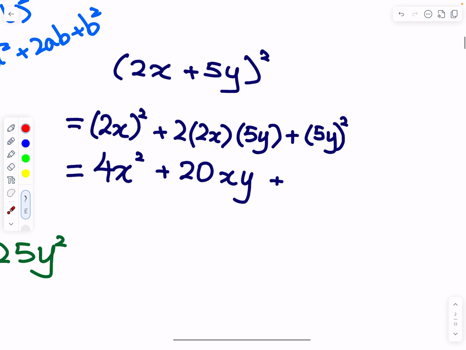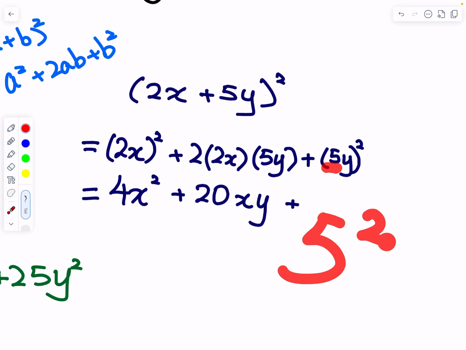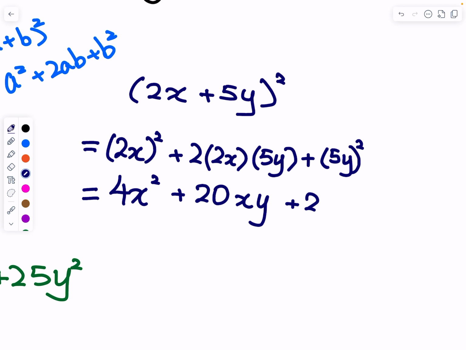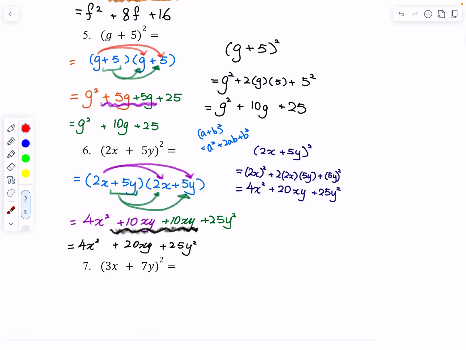Same for the last part. The square goes to everything inside the bracket. So when 5 gets the square, it means 5², right? Which is 5 times 5. What is 5 times 5? 25. And the y also gets the square. So that will be your final answer, one step less than that.